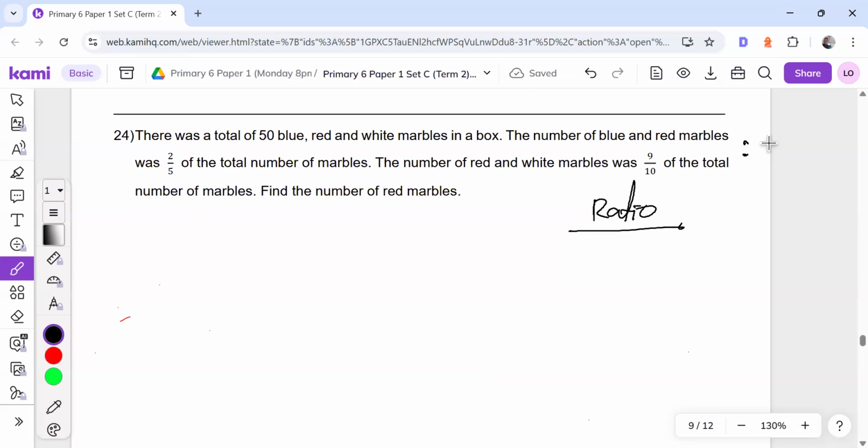But ratio is a method. There was a total of 50 red, blue, and white. The blue and the red was 2/5 of the total. Can we convert the fraction to ratio? So those in my class, make sure you know how to convert fraction to ratio. Otherwise, you're in trouble already. Because in paper 2, you may have something like that. All right, so how do you convert this into ratio?